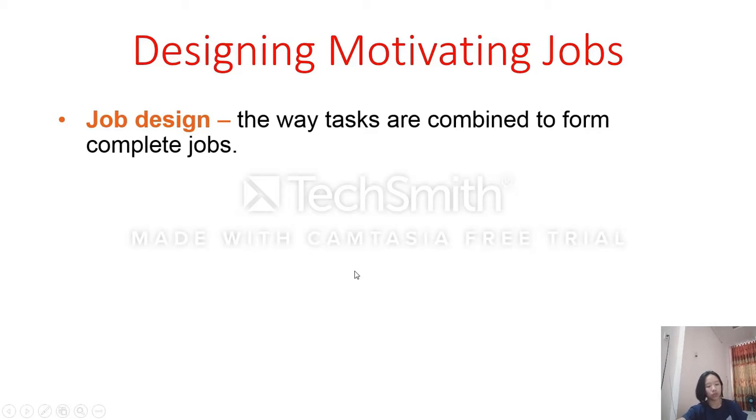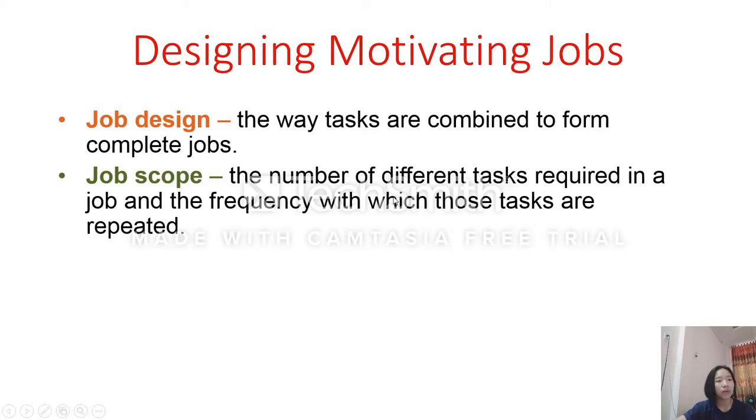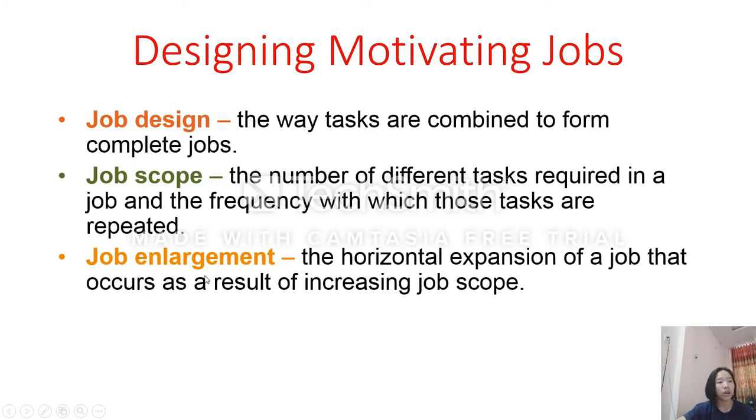Because managers want to motivate individuals on a job, we need to look at the way they design motivating jobs. Job design is the way tasks are combined to form complete jobs. Job scope is the number of different tasks required in a job and the frequency with which those tasks are repeated. Job enlargement is the horizontal expansion of a job that occurs as a result of increasing job scope.